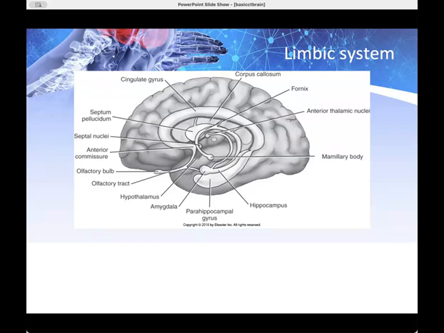Particularly, the limbic system is involved in aggression, submissive and sexual behavior, memory, learning, and general emotional responses. Structures of the limbic system include the hippocampus, the amygdala, the olfactory tracts, fornix, cingulate gyrus, and mammillary bodies.